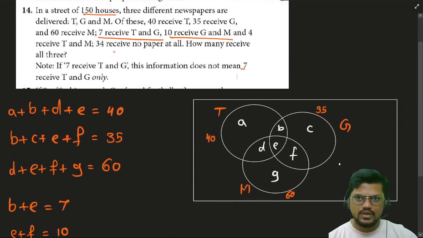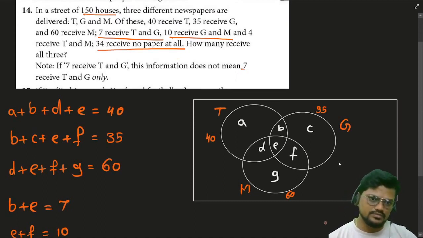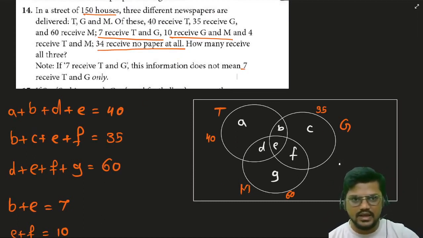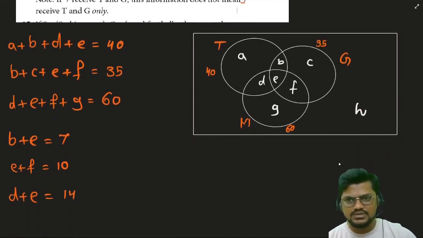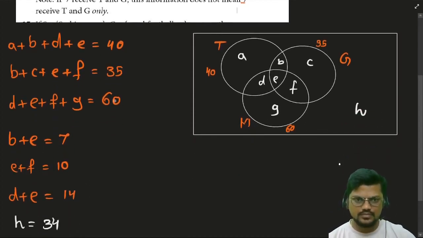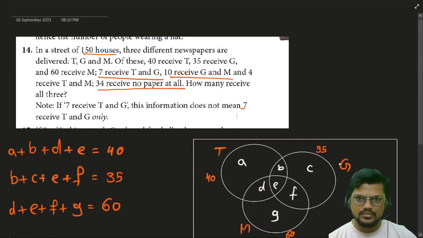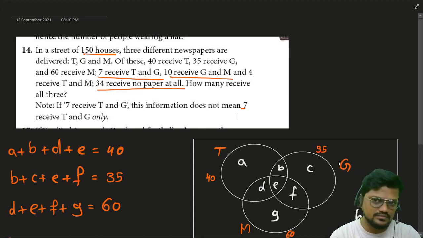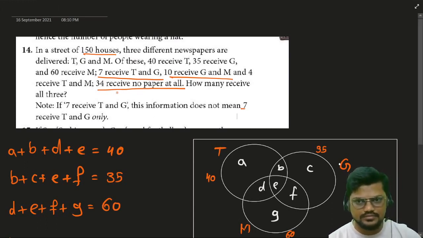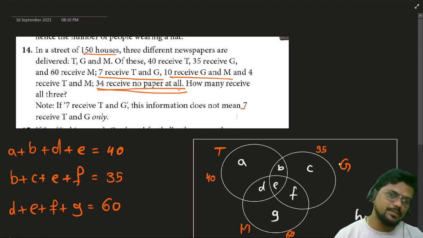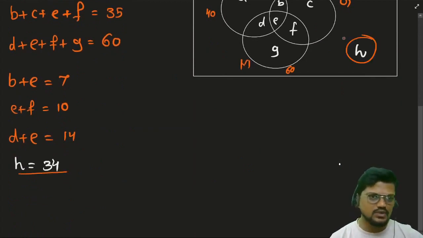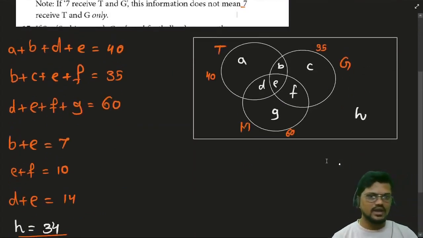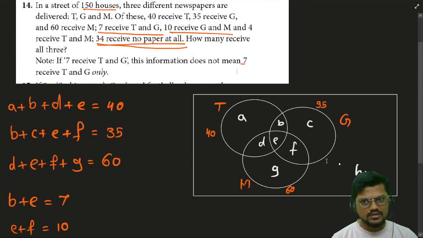Fine. Then 34 receive no paper at all. Acha, there is something outside. E, F, G, H. H is there outside. Okay. 34 receive no paper at all. That means H equals 34. See, H is not given directly, but H receives no paper at all, which means there are people among these 150 houses who are not receiving any paper. So H is 34. That H is outside, no? They do not receive any kind of newspaper. Getting it?